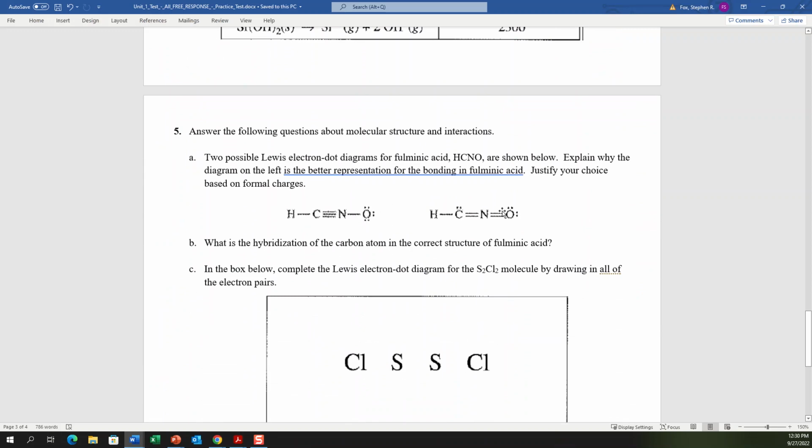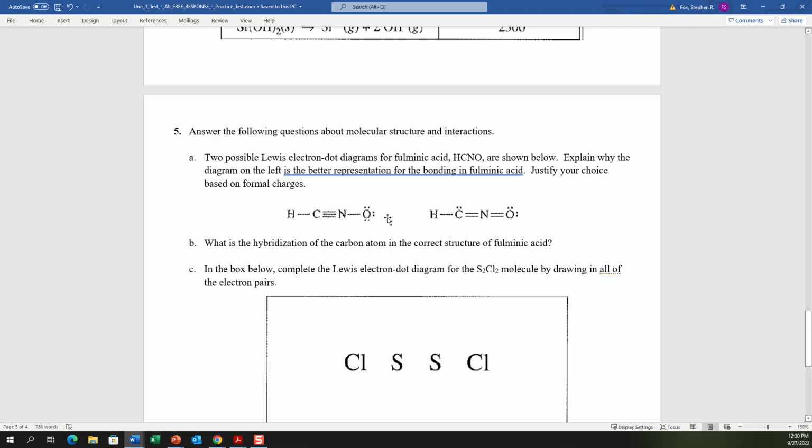but it's just why is this the better structure than that? So make sure you review how to calculate a formal charge, but essentially this has formal charges of 0, 0, positive 1, negative 1. So in this structure, the positive formal charge, positive 1, is on the nitrogen, and the negative formal charge is on the oxygen. But if we go here, we got 0, we got negative 1 for the carbon, positive 1 for the nitrogen, and 0 on the oxygen.